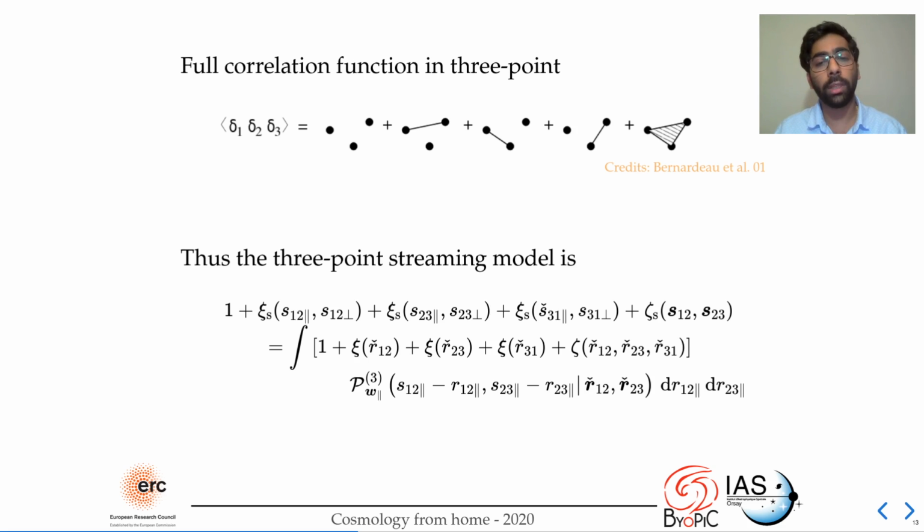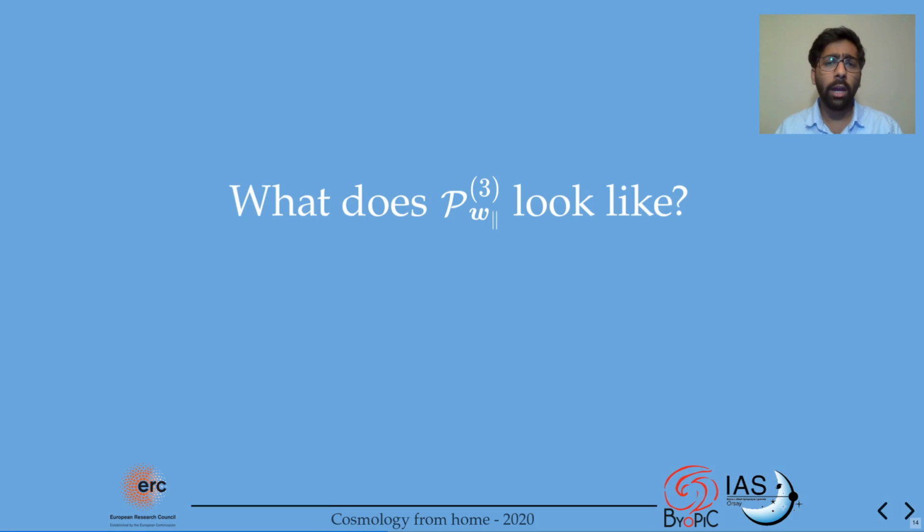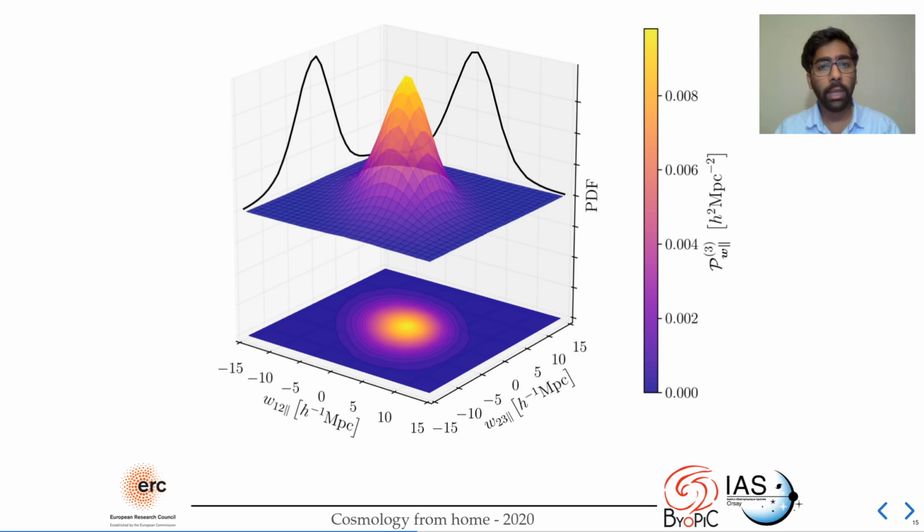The main ingredient is the velocity information, p3, which is a function of the 5 triangular sides. Now the question is, what does this p3, the joint probability distribution of 2 relative velocities, look like? So using n-body simulations, we directly measure this PDF.